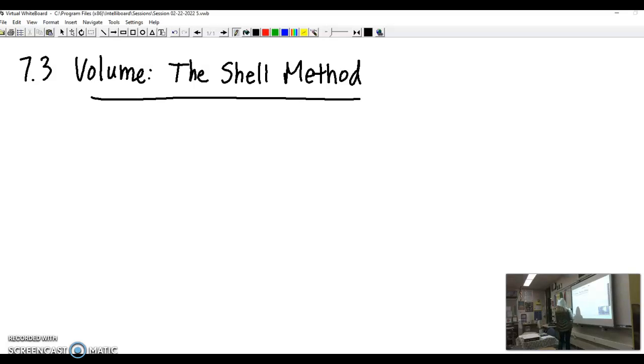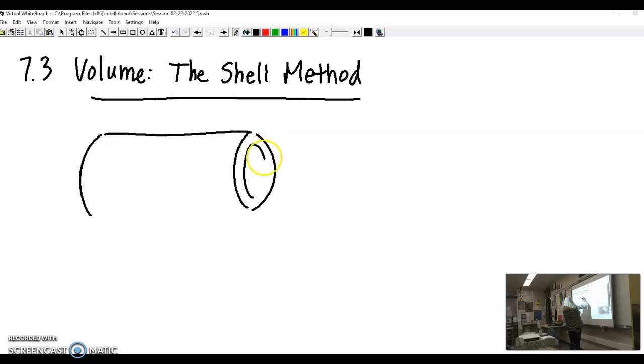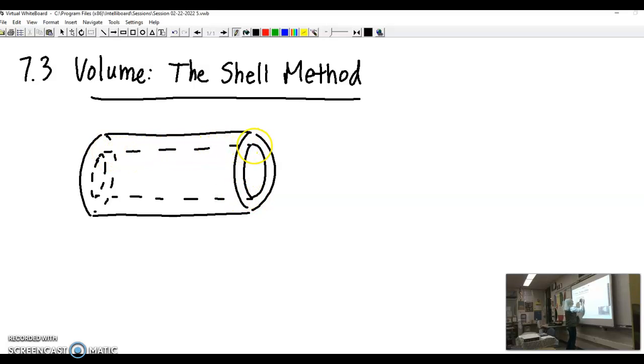So here we go. What is a shell? Well, I'm going to try and do my best at drawing a shell. Think of it as, like I said, the peel of something. I'm going to put it on its side though. Oh my god, that looks like a combo. So it's hollow. You think of this kind of like a washer, but it's not, because a washer is thin.